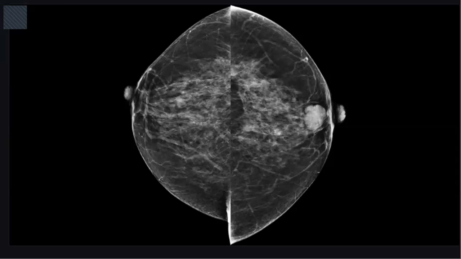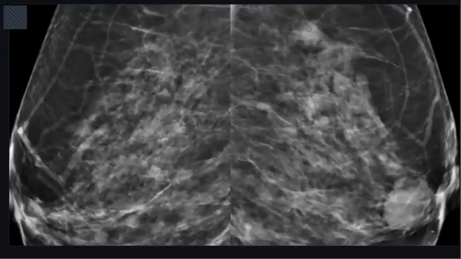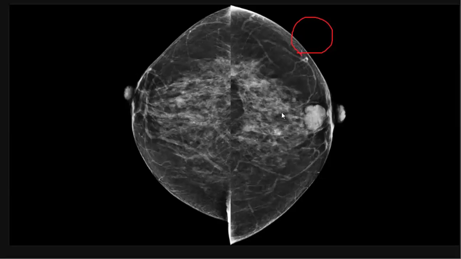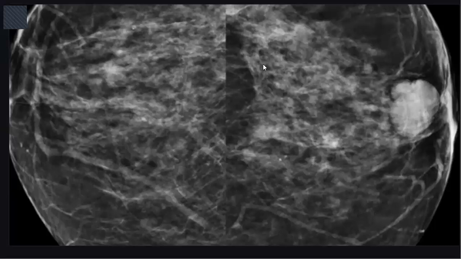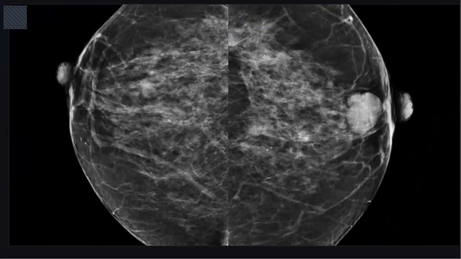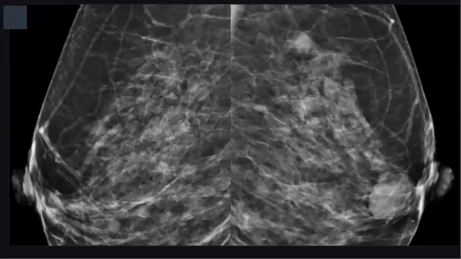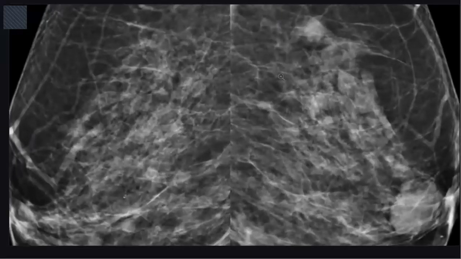I will request a compression view of this lesion to confirm. Which one? This one? This ill-defined lesion? Yes, this one. Compared to the other side, there's increased density with irregular outlines. I will request a compression view for this lesion to check it clearly, as I'm suspecting this lesion to be a subtle or early malignant lesion.